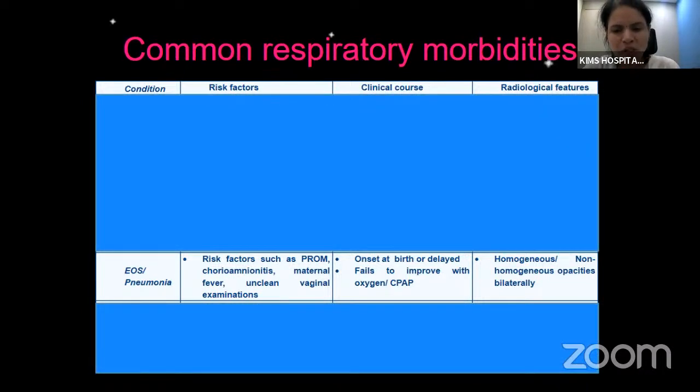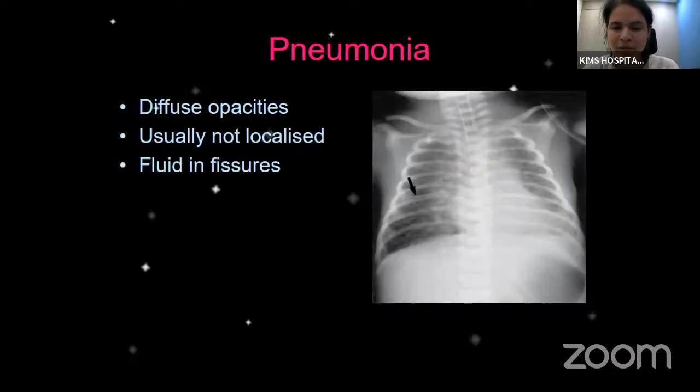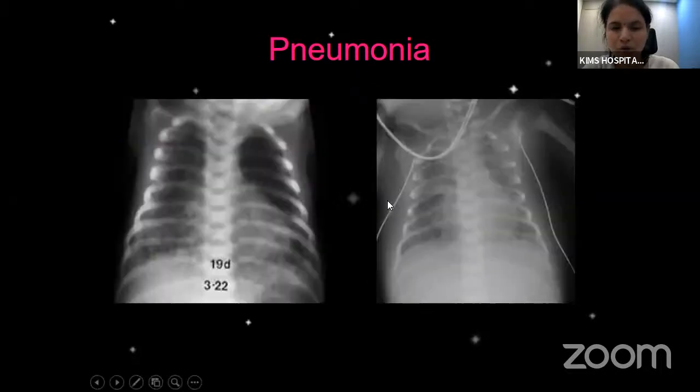The most non-specific of the X-rays in the first few hours can be seen with early onset sepsis or pneumonia, where the newborn may present with diffuse opacities, which may be either symmetrical or asymmetrical, but typically not localized to one lobe. So it's very unusual to find lobar pneumonia in newborns. And pneumonia may also mimic TTNB by the presence of fluid in the horizontal fissure. So these are a couple of X-rays.